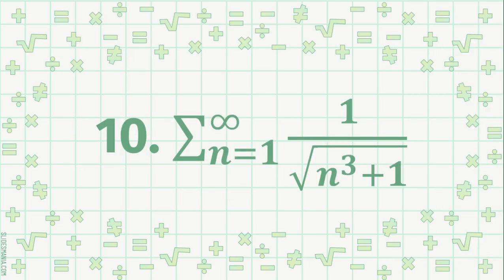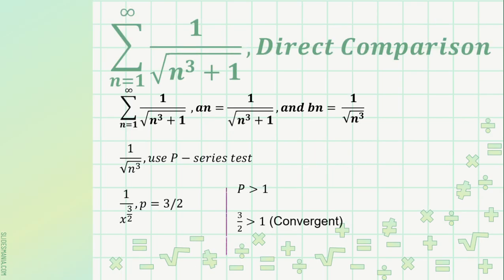And then 1 over the root of n to the power of 3 plus 1, with n starting from 1 to infinity. In this case, we can use direct comparison. So we need to find the an and bn. The an is still the same form, 1 over the root of n to the power of 3 plus 1, and bn is 1 over the root of n to the power of 3.